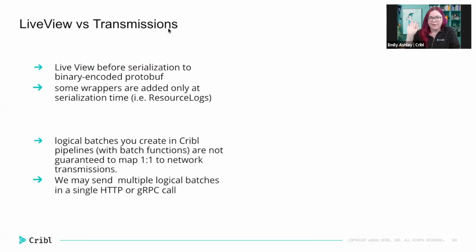I do want to add one more caveat about how the destination's live view works and what we are transmitting to those destinations. Our destination live view is before serialization to binary encoded protobuf. So it's going to be human readable, but it will not exactly match the full OTLP reference payload because some wrappers are added only at serialization time. So you won't see a resource logs or resource spans wrapper when you're checking that data.